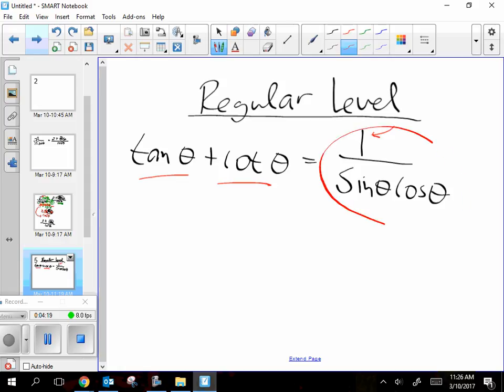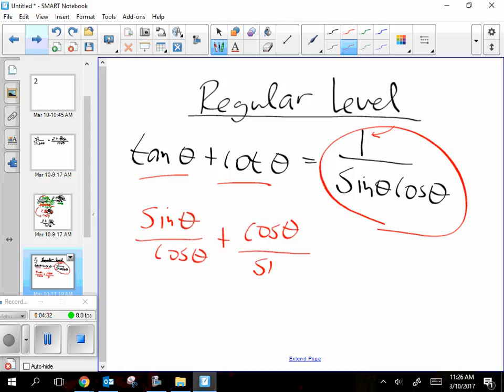On this side, there is only sines and cosines, so that should have been the one. Change everything to sines and cosines. So this is going to be sine over cosine plus cosine over sine. And you can't let it stop you that they have different denominators. It is true, and it is a pain, but that's another strategy on the sheet.